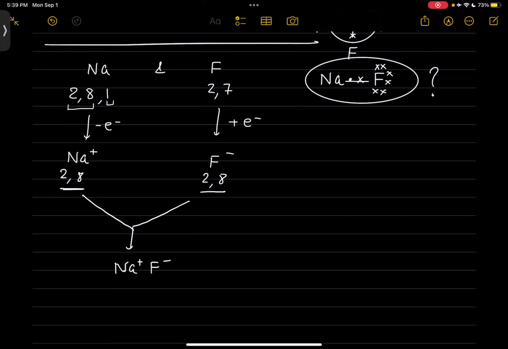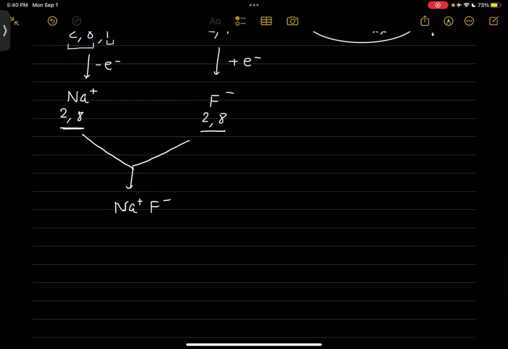Is it clear? They will form anions, and cation and anion are held together by electrostatic force of attraction. Opposite charges are going to attract each other.